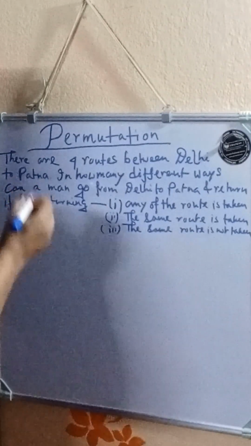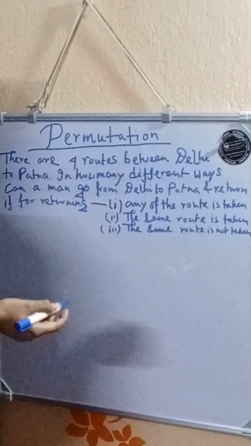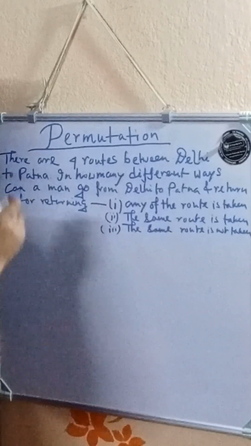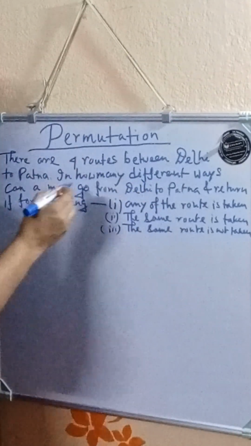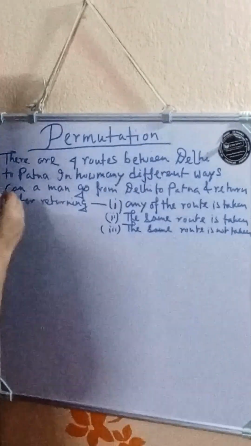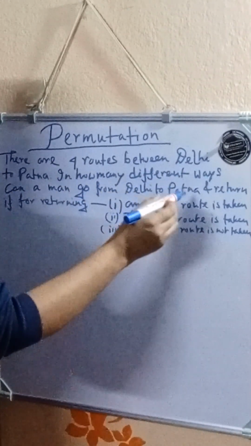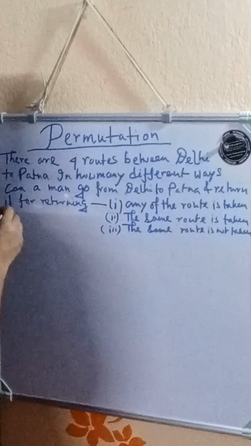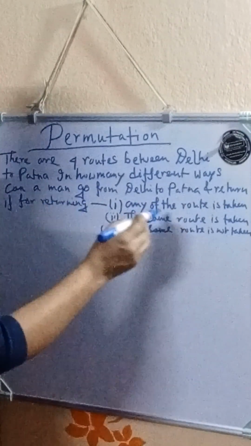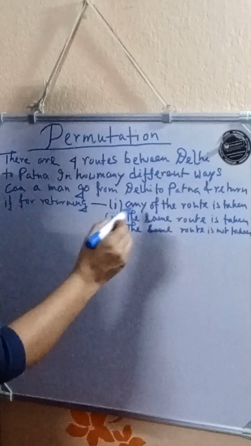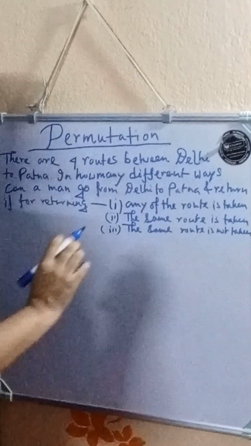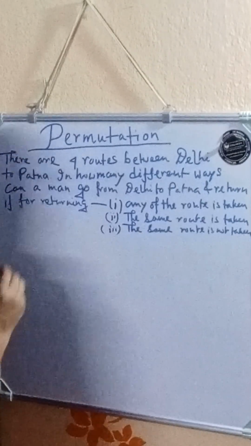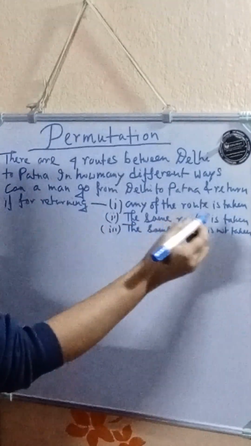Today I am going to discuss permutation. There are 4 routes between Delhi and Patna. In how many different ways can a man go from Delhi to Patna and return? We consider the cases where any route is taken for returning, where the same route is taken, and where the same route is not taken.